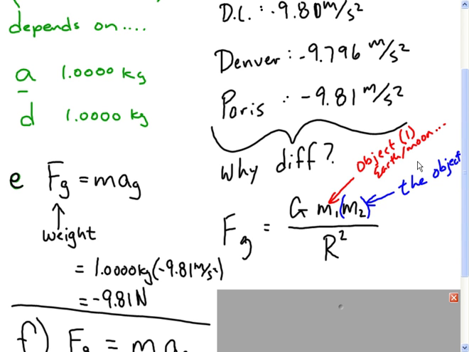So let's look at these three AGs. They're different. They're all on Earth. So what part of this equation is different in those three different places? It's R. In Denver, it's the mile-high city. We're a little further from the center of Earth. So you actually weigh a little less in Denver than you would anywhere else because you are just a little bit further from most of the mass of Earth.